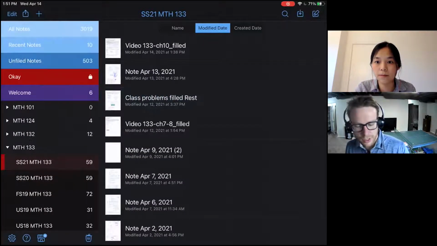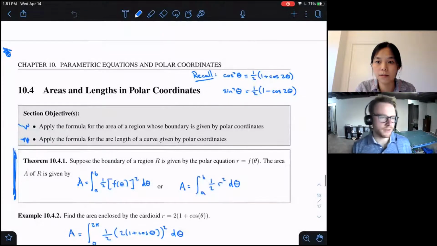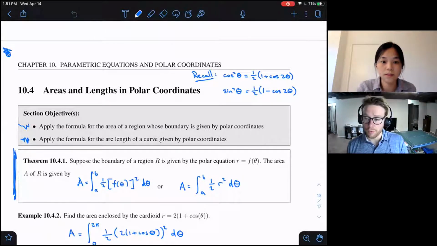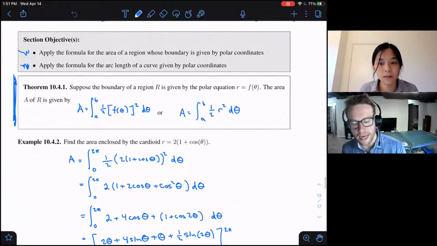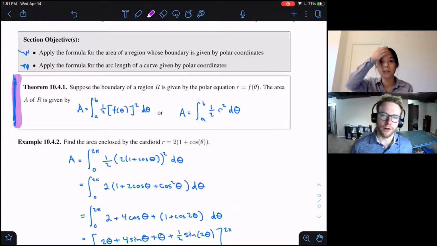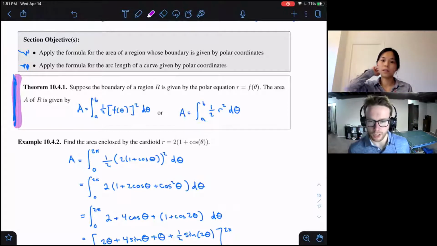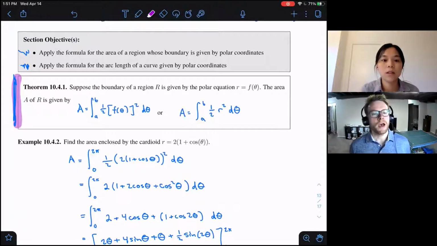Before we get into the new stuff for today, a quick review of what you should have taken from the 10.4 pre-class videos. Overall, there are 3 big formulas in this section that you need to have under your belt by the time the final exam comes around. The first one is some simpler area formula: area for a polar curve or polar region.